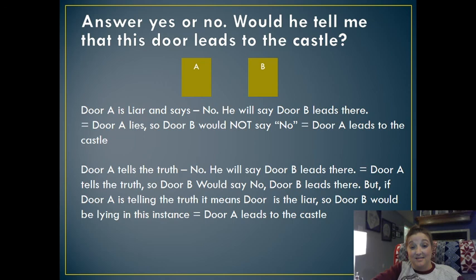This is what's known as the liar's paradox. It is very hard to understand, but essentially, when you come across that idea where something doesn't seem possible, but it is, that is a paradox.